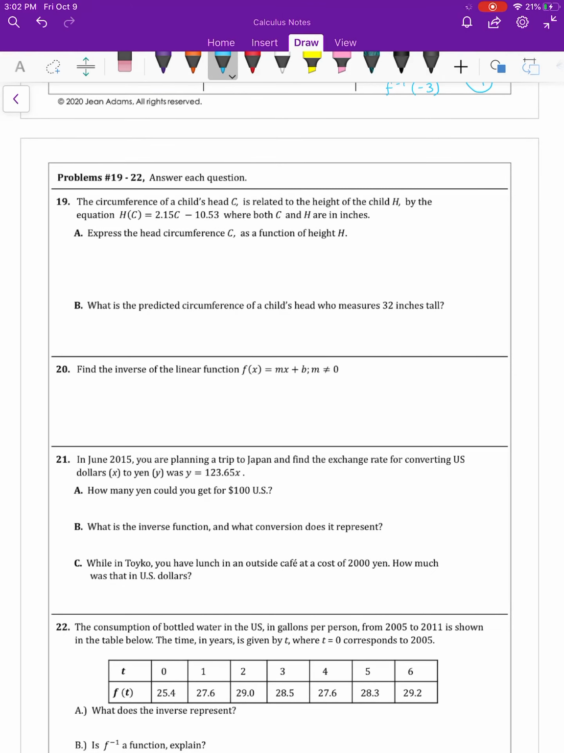19. The circumference of a child's head is related to the height of the child h by the equation h of c equals 2.15c minus 10.53, where both c and h are in inches. Express the head circumference c as a function of the height. So for this one, they want c in terms of h. So we're going to have to say, well, h is 2.15c minus 10.53. So I'm going to solve for c. I would add 10.53 to both sides.